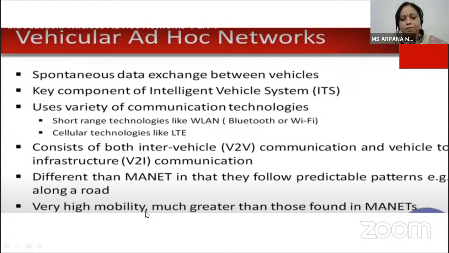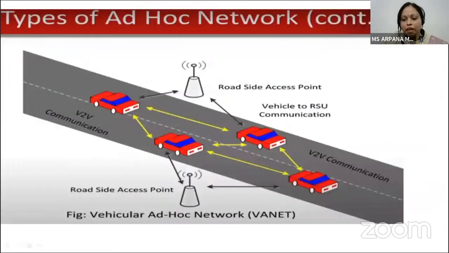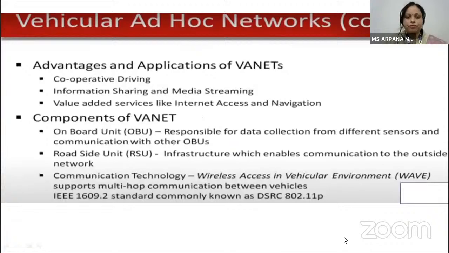Very high mobility, much greater than thousands. Now, advantages: cooperative driving, information sharing and media streaming, value added services like internet access and navigation. Okay. Now, components: onboard units, which are responsible for data collection from different sensors and communication with other onboard units. Roadside units, infrastructure which enables communication to the outside network.